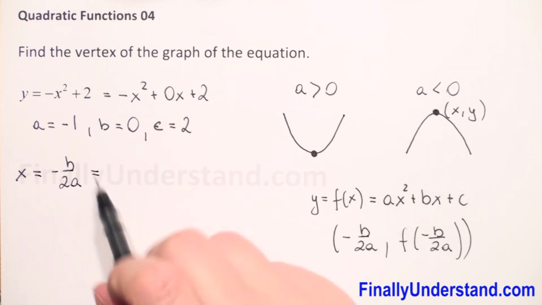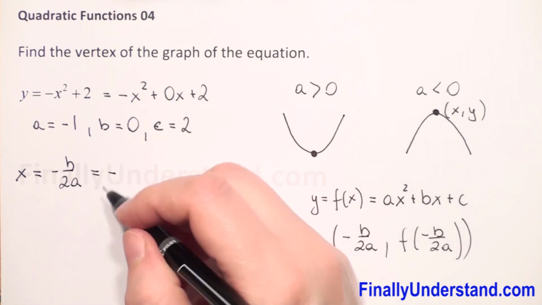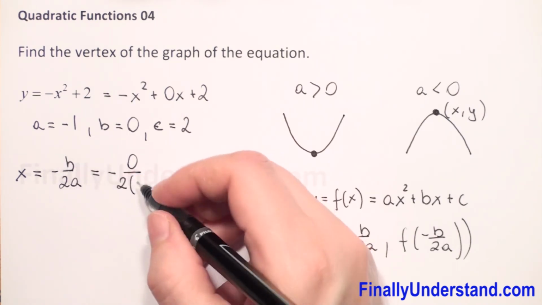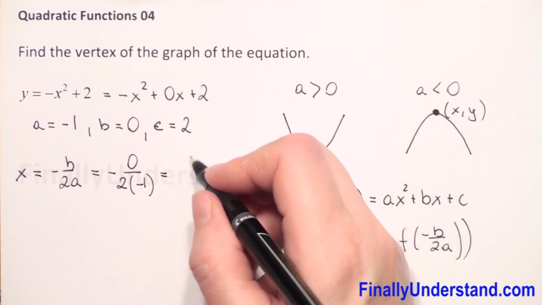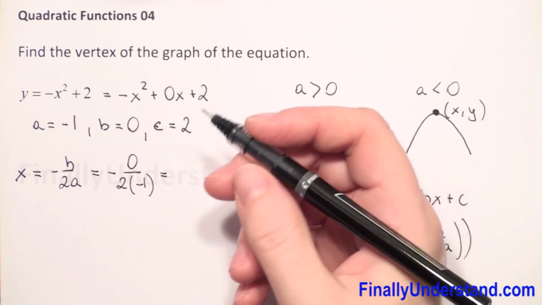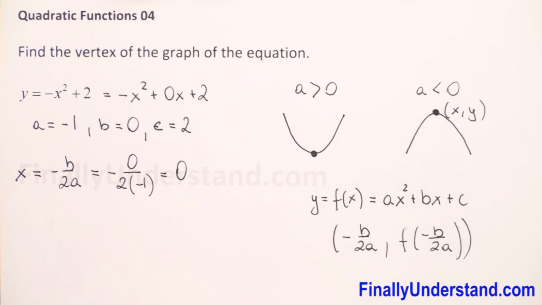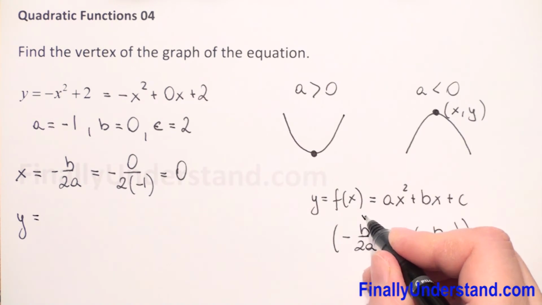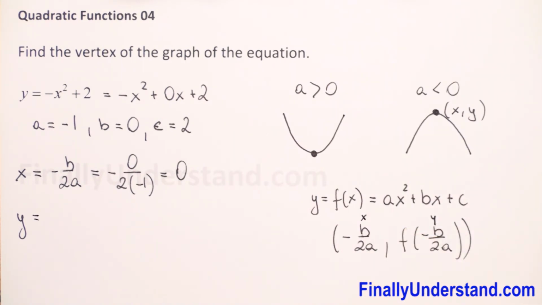So now we have to substitute into this formula. The negative sign we copy, b is 0, so we have 0 over 2 times negative 1. So this is equal to 0 over negative 2. Before 0 we have a negative sign, but still it is 0. So we have x, and now we have to find the y. This is our first coordinate, this is our second coordinate.